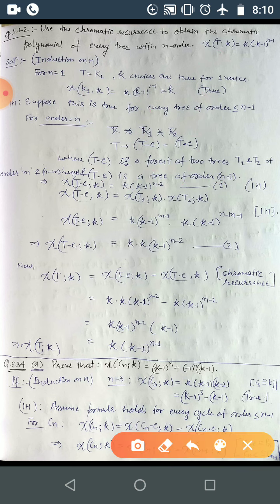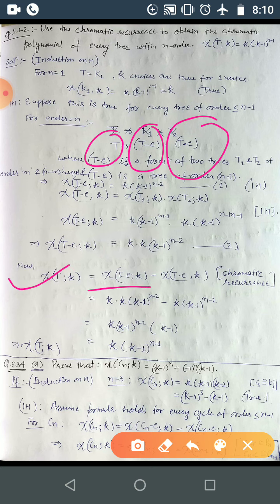Now, the chromatic polynomial of T will be the chromatic polynomial of T minus E minus the chromatic polynomial of T contracted with E. Correct? By using the chromatic recurrence. So what we got is that we need the chromatic polynomial for T minus E and for T dot E.